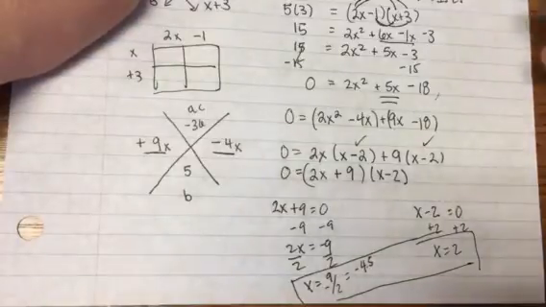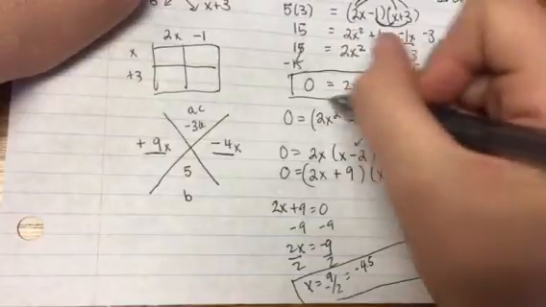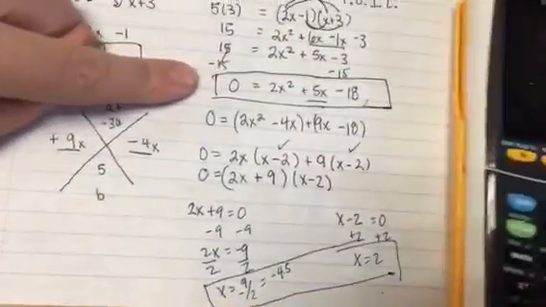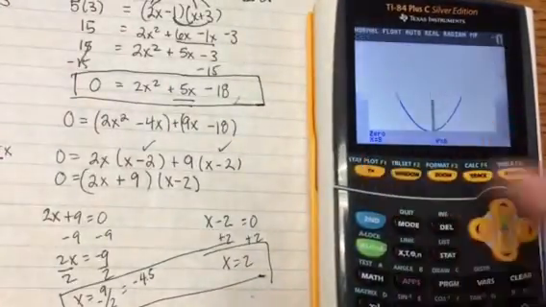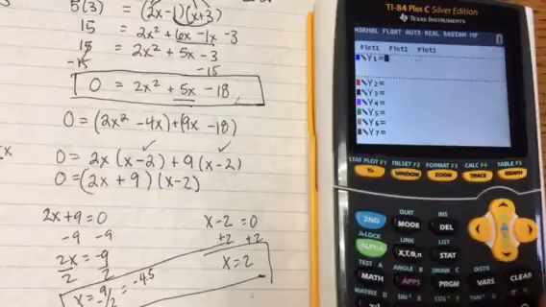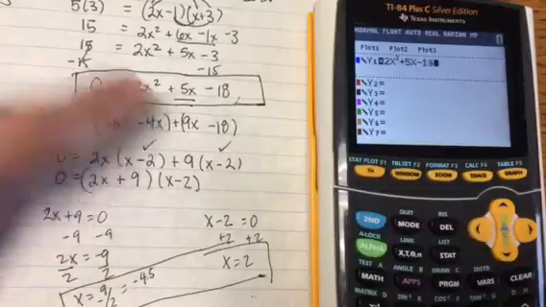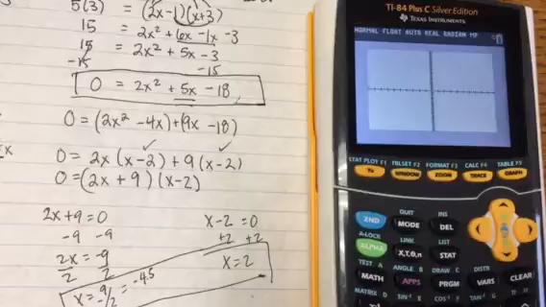Now, if you're really struggling with factoring, you can use the graphing calculator on this problem. So if you go back to where we first set this equal to 0, let's look at that in the calculator. We're going to go into y equals, clear out whatever's in there, put in 2x squared plus 5x minus 18. Let's just see what this looks like. We might have to change our window. As long as it crosses, that'll work.